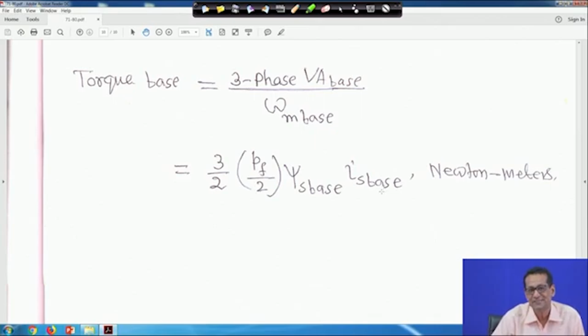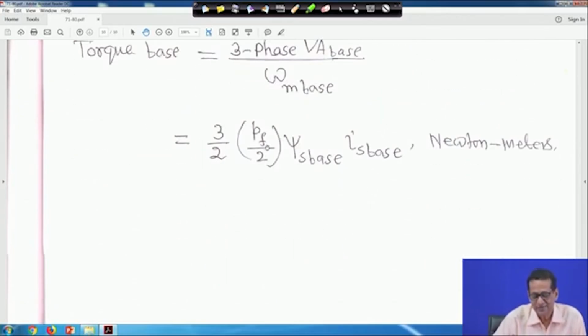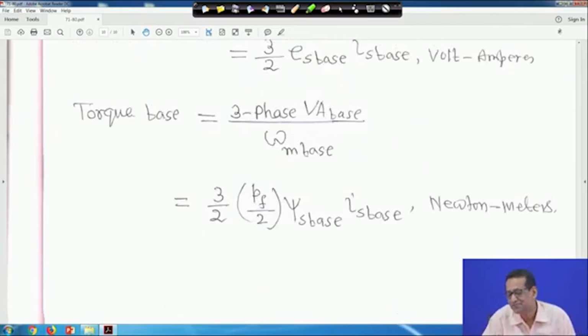Just a little bit to manipulate: you put this one, Es base and Is base, and make this omega base, your omega r upon omega s base relationship. You put it here, and with a little bit of simplification you will get 3 by 2 Pf by 2 psi s base Newton per meter. This is a small exercise for you, right. So this is your torque base.